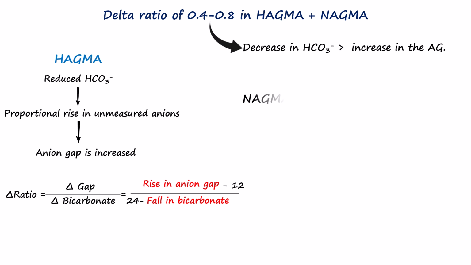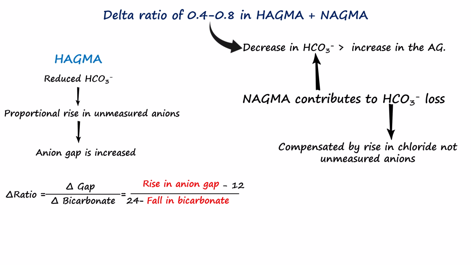But when the ratio is between 0.4 and 0.8, it indicates that the decrease in bicarbonate is still disproportionately greater than the increase in anion gap. This suggests that there is a coexisting NECMA which also loses bicarbonate without being compensated by an increase in unmeasured anions. NECMA is compensated with the measured anion chloride. So the combined effect of the two together is a loss of bicarb which is significantly more than the increase in anion gap, thereby reducing the delta ratio.